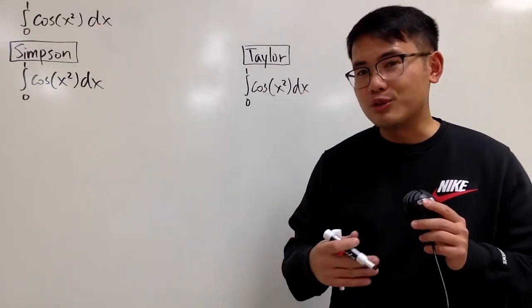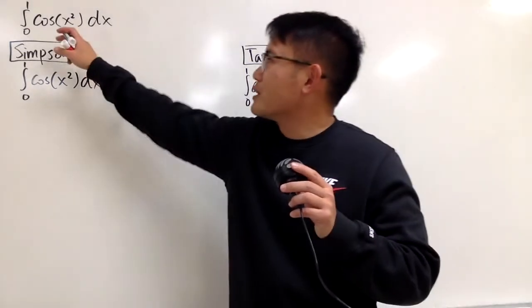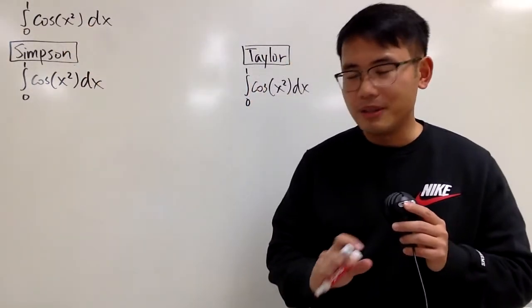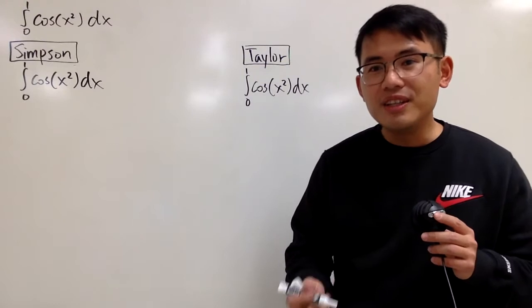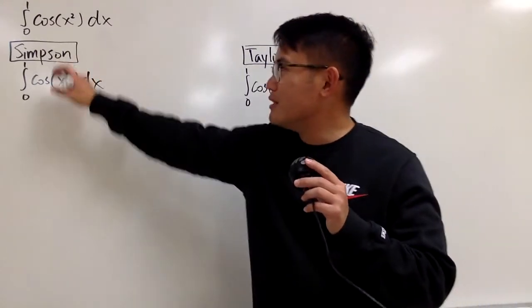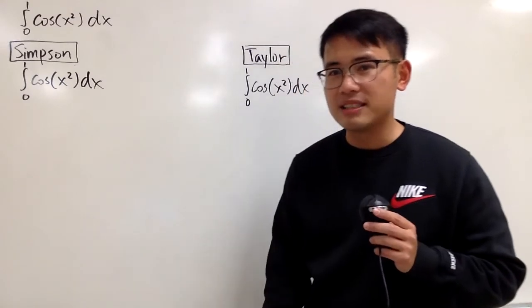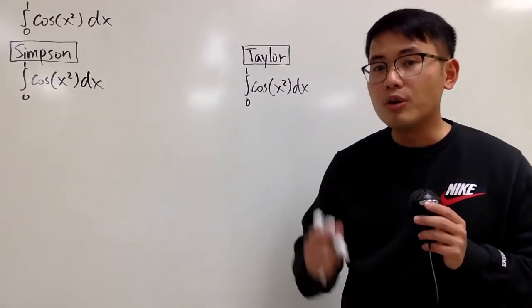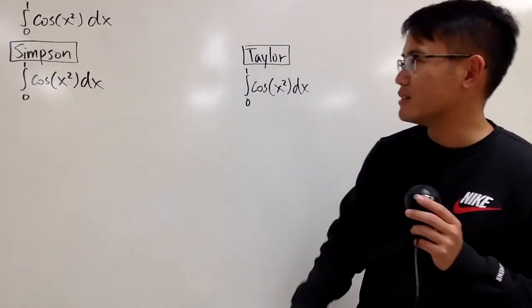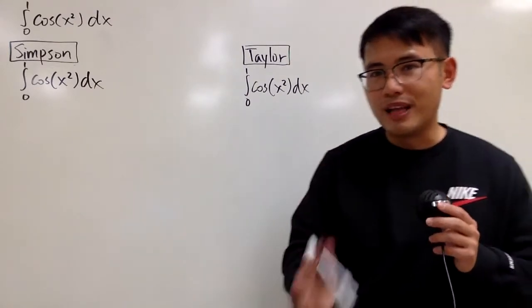And if you want, you can try to do some usual technique to integrate cosine of x squared, but I'll tell you, it's not going to work. In this video, I'll show you how to use the Simpson's rule and also Taylor series to take care of this for you guys.